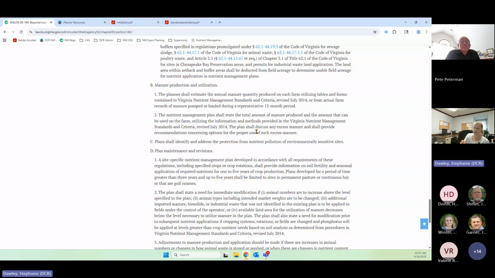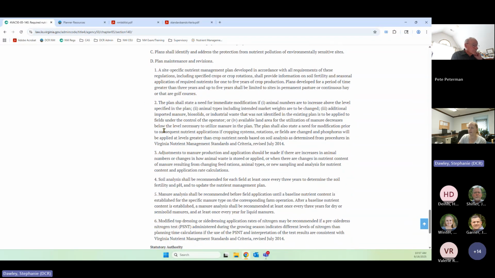It's not going to be perfect. There's either going to be an over or under application throughout the year. That's just the way manure works. But you're going to have that estimate in there, and you want to know what you're working with, so you're not caught off guard and either have not enough manure to put on the fields or too much.